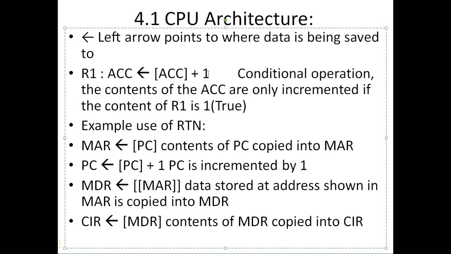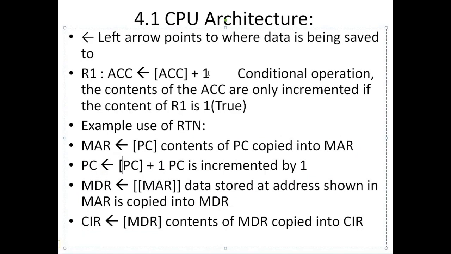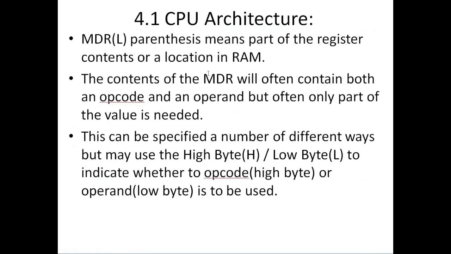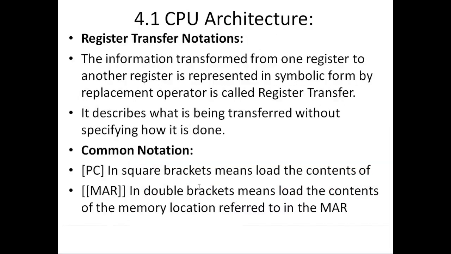The next transfer notation, now these instructions are just as an example, they are not in the proper order of the fetch decode execute cycle. Please don't mix it up. Then we have something like: load the value of program counter or PC, add 1 to it, and then save the new value in program counter. This is basically the RTN, or register transfer notation, for add 1 to the value of PC, or increment the value of PC by 1, so it becomes the address of the next instruction, which is technically the last step in the fetch stage.